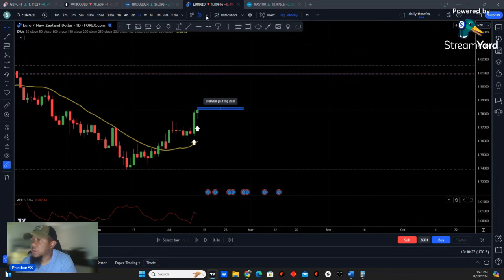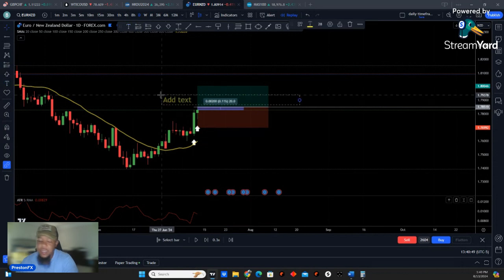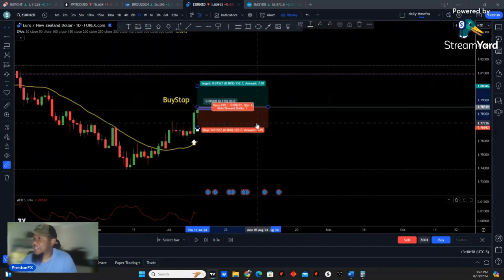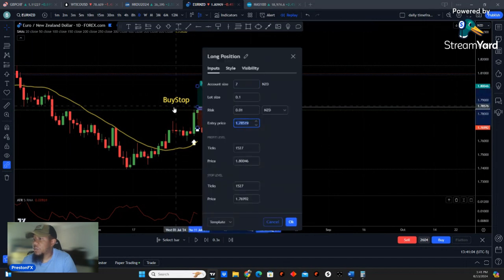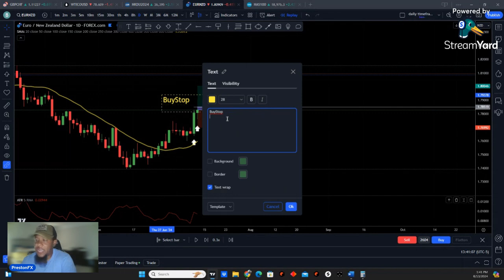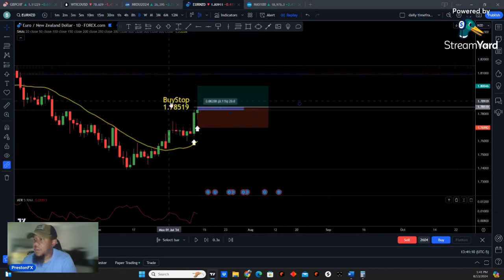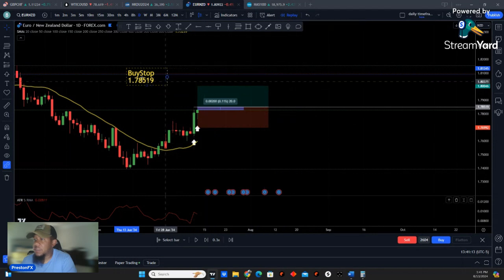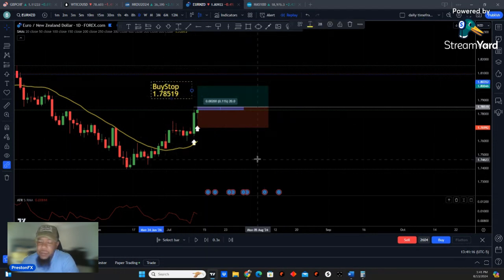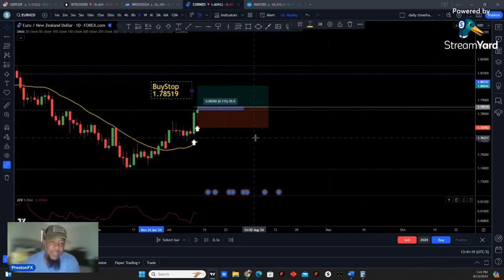So this is what you do. Normally for me, I just draw a line right here, and then I'll place the long position tool right here. Now this is my buy stop. And my buy stop is at this line. Boom. This is where my buy stop is at. As you can see, this is not a market order. This is a buy stop. And if you don't know what a buy stop is, it's a pending order.